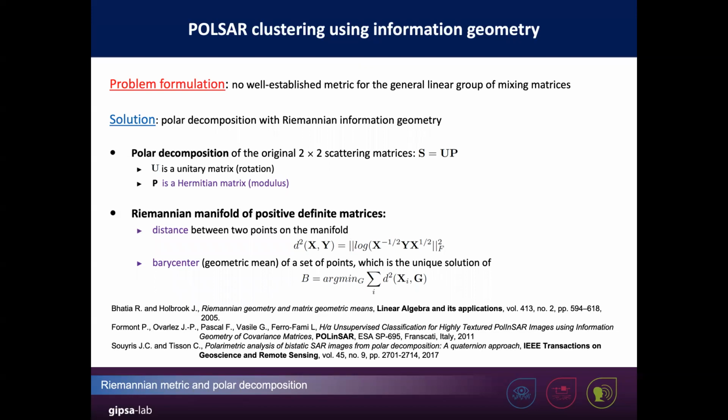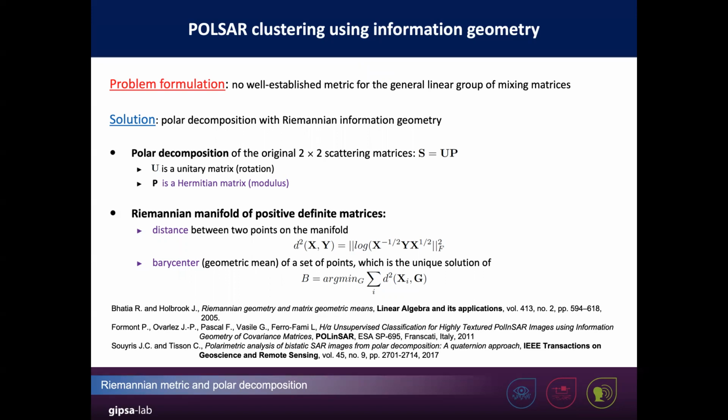So the solution which we have proposed is to use the polar decomposition coupled with the Riemannian information geometry. So what is firstly the polar decomposition? As it was introduced for PolSAR data by Souyris and Tison in 2017, an initial 2x2 scattering matrix can be decomposed as a product between two matrices.